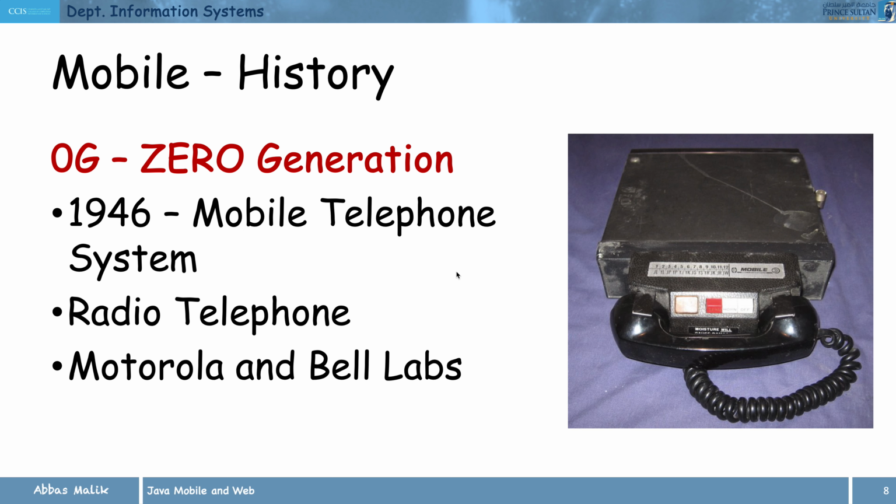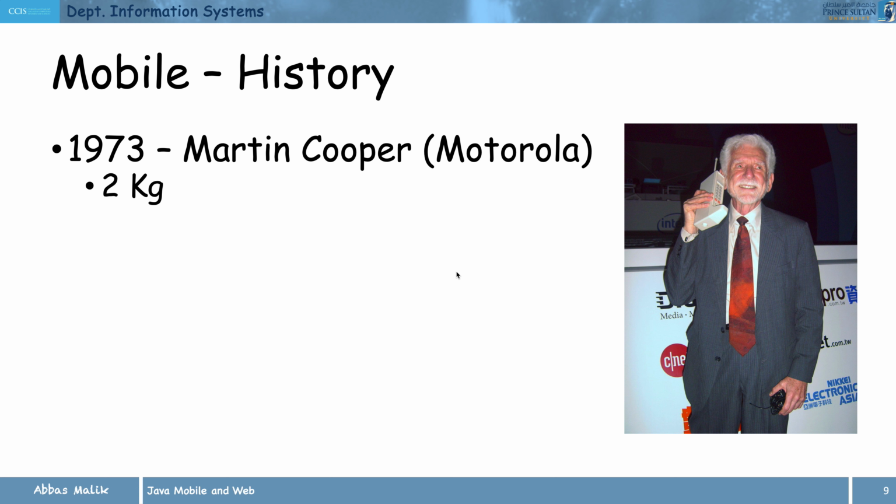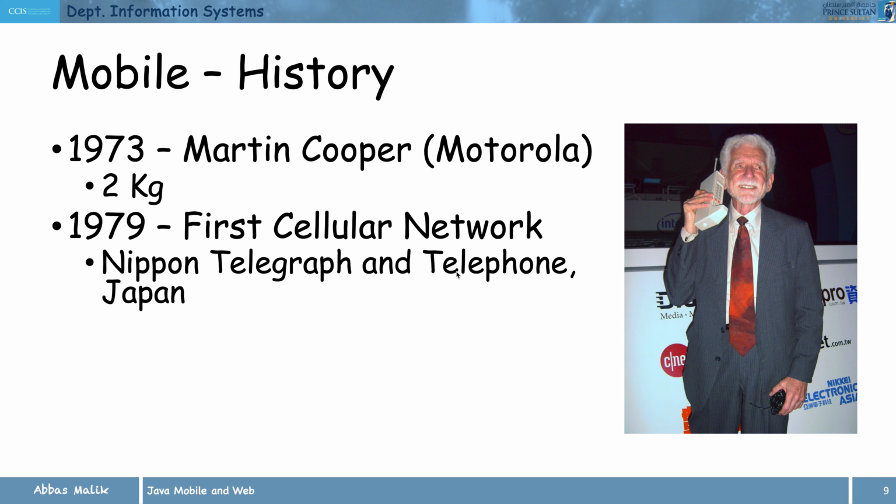Then we come up with the zero generation, which is a radio telephone. Motorola and Bell Labs made them. Then we come up with Martin Cooper from Motorola. They made a little bit more compact version of that mobile. Later on, cellular networks came in.